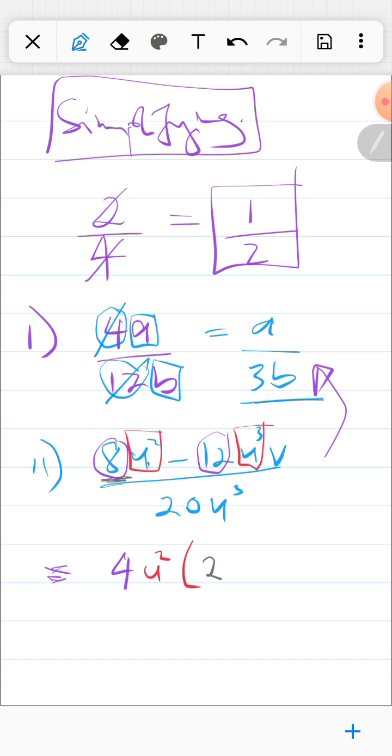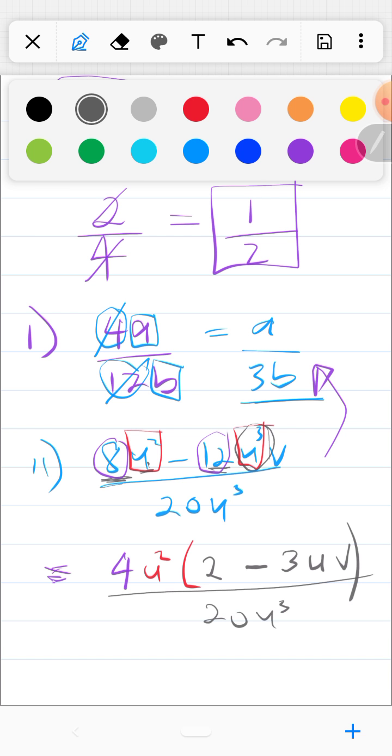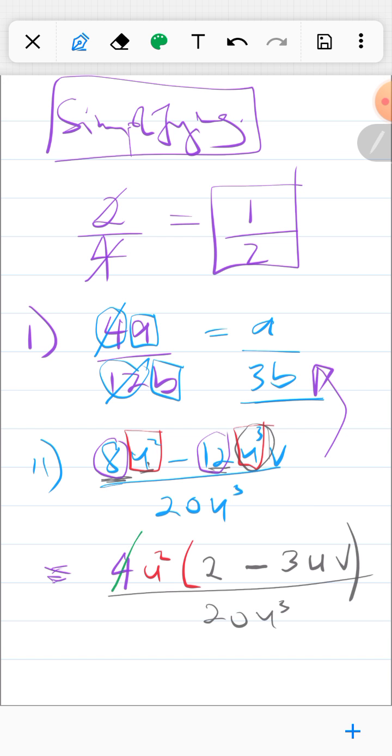Since I pulled out a u squared from here, I'm left with nothing there, so just a 1. Then since I pulled out a 4 from 12, I'm left with 3. Since I pulled out u squared from this, I'm left with just u. And since I didn't take out any v, the v stays. All this is divided by 20u to the power 3. At this stage, things can cancel out. I can cross by 4 once, by 4 5 times. U squared with this, I'll remain with just 1u.